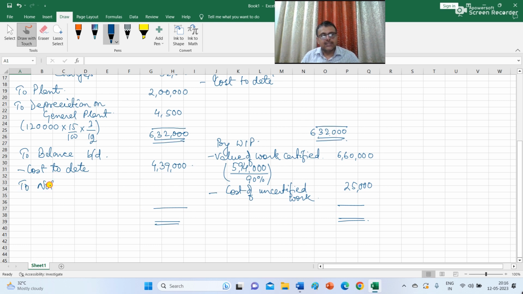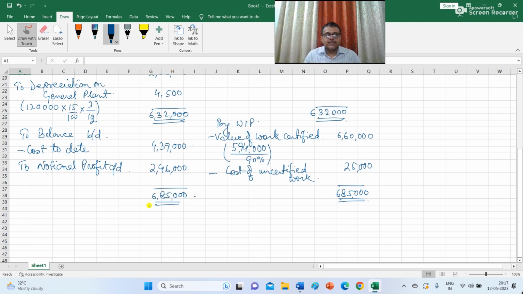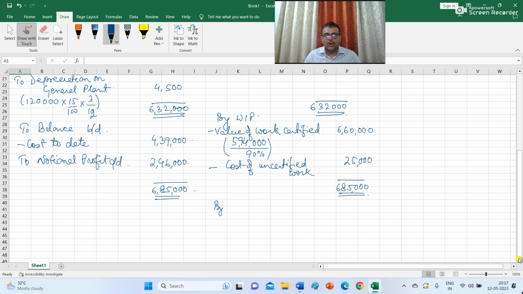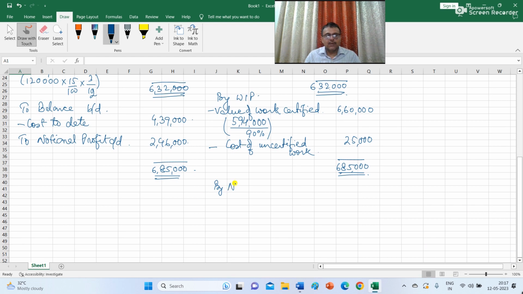So I have to write it here as to notional profit CD, and the total of credit side is 6,85,000, and the balancing figure, which is the notional profit, I have calculated at 2,46,000, or you can say the accounting profit. Now this notional profit, I have to write it on the credit side, and this is the third part of the contract account. So by notional profit brought down, this is 2,46,000.